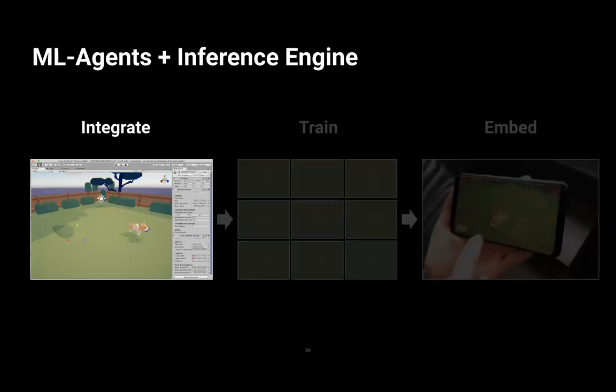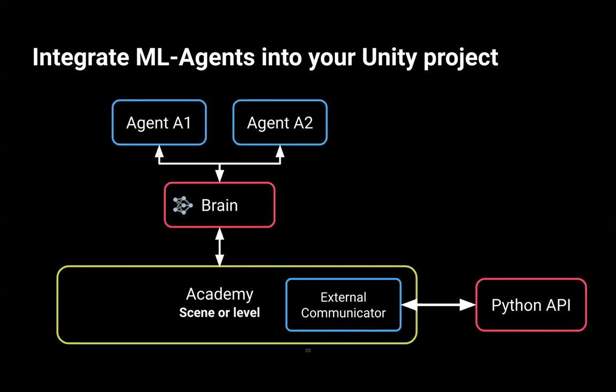Okay, so let's talk about integration. In ML agents, we provide three main classes that you can attach to different things in your game. And I'll show you what that looks like after the presentation in a live fashion. So we have the agent, we have the brain, and we have the academy. The agent is what we talked about before. That's the thing that makes the decisions, takes the actions, receives observations, receives rewards.